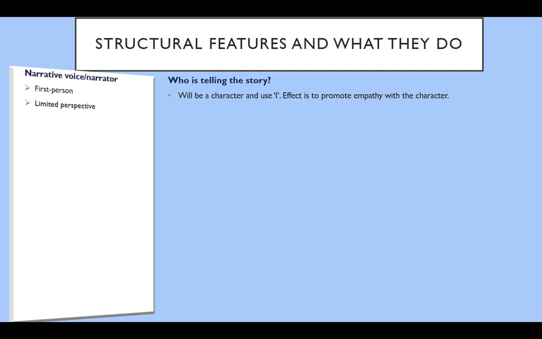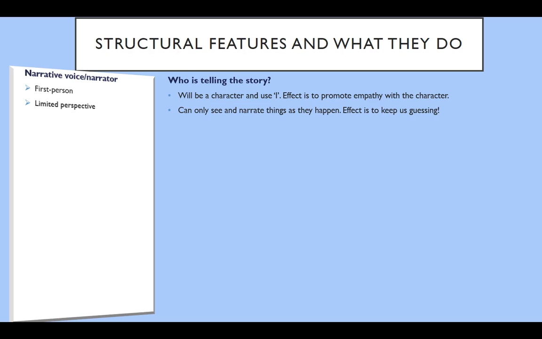First-person narrators, by their very nature, are limited, because we just get their point of view. It's one person's take on what is happening. Okay, the effect of that is to keep us guessing, and sometimes it's also to make us challenge the view that the narrator is presenting to us.